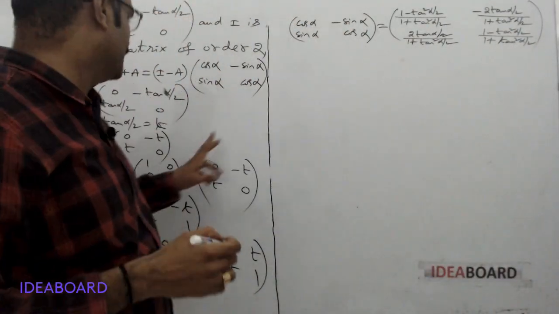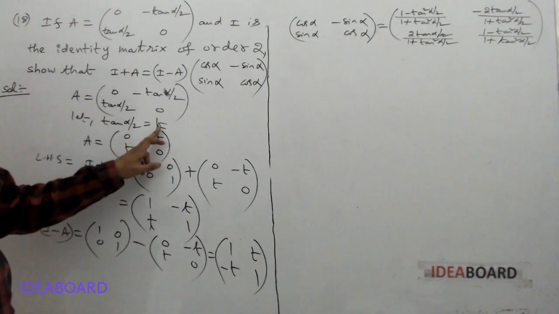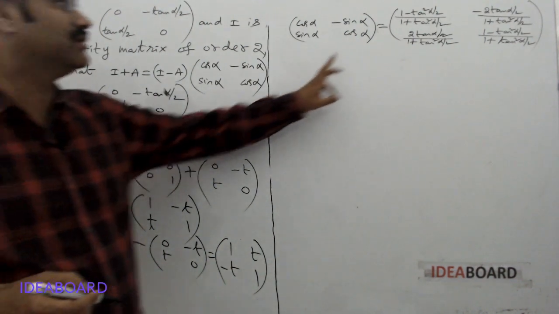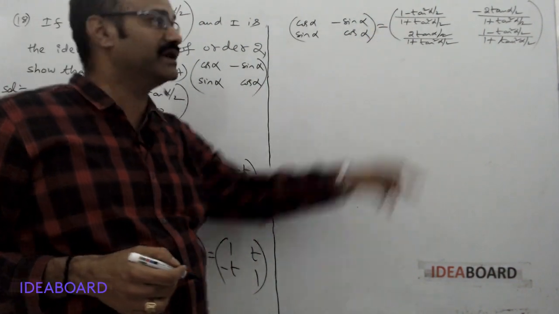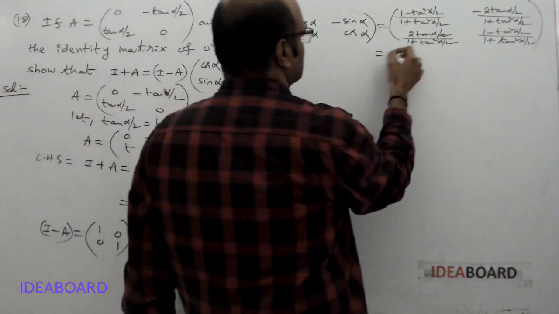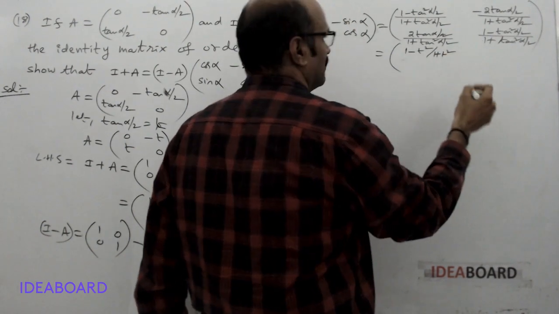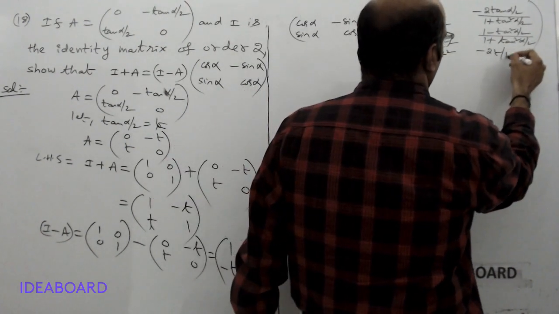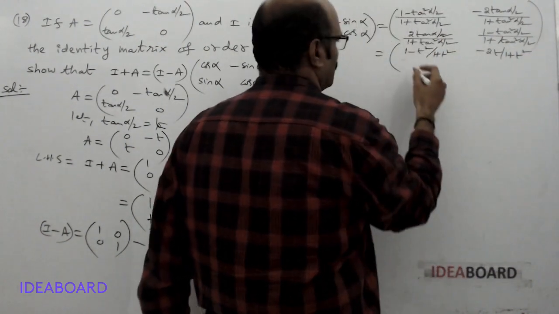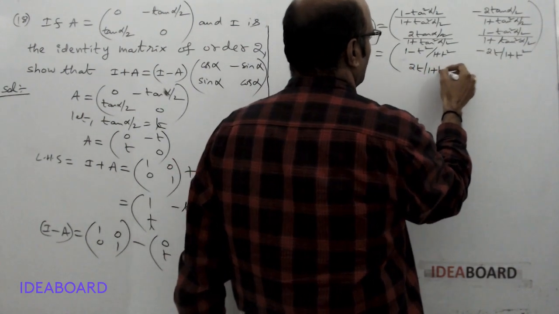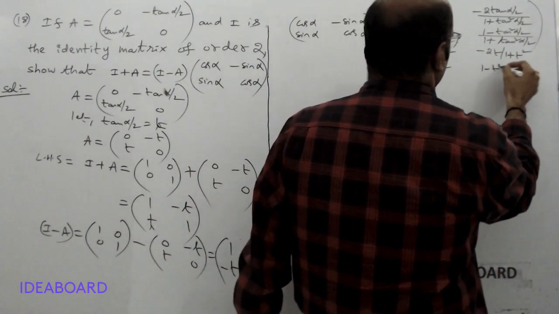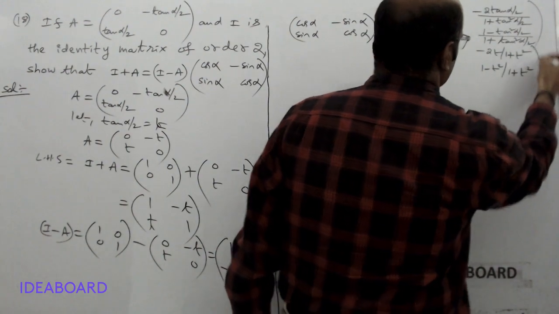Now here we have taken tan alpha by 2 equal to t. Put tan alpha by 2 equal to t here. So it implies we are having the matrix with entries 1 minus t square by 1 plus t square, minus 2t by 1 plus t square, 2t by 1 plus t square, 1 minus t square by 1 plus t square.